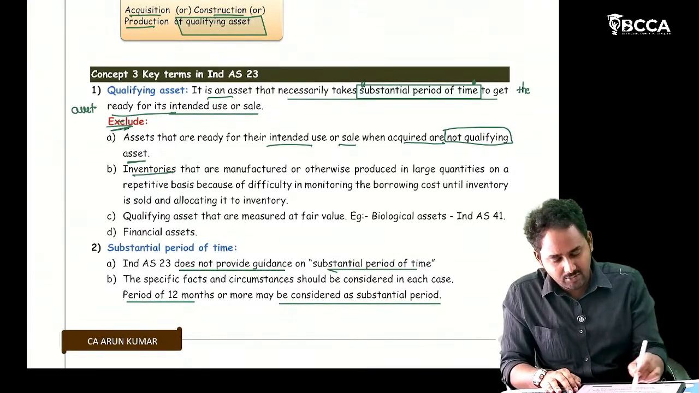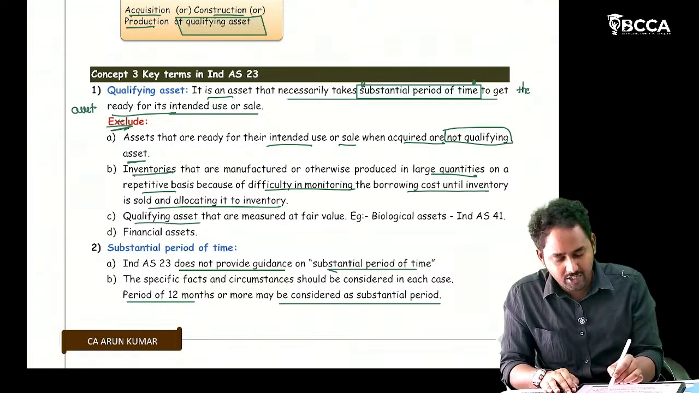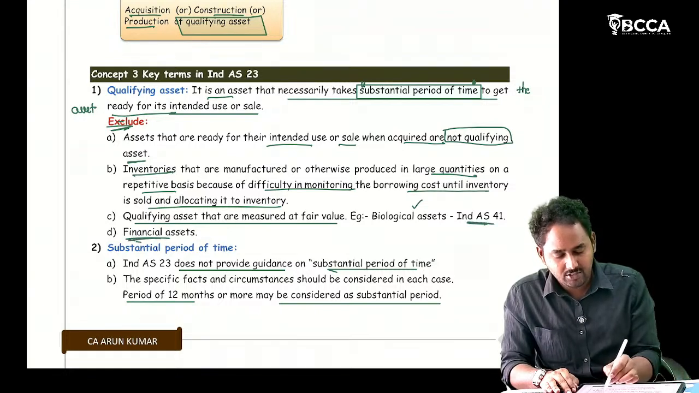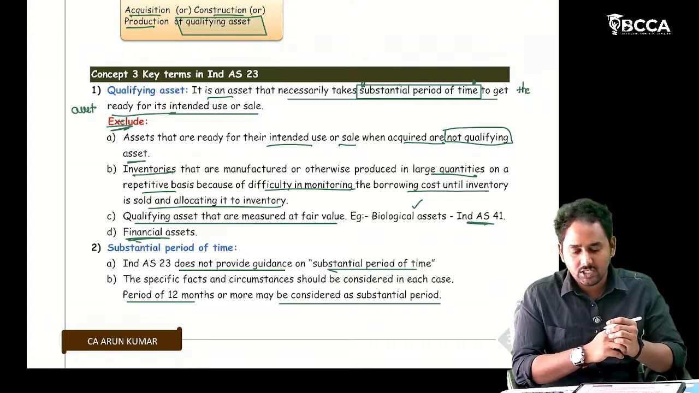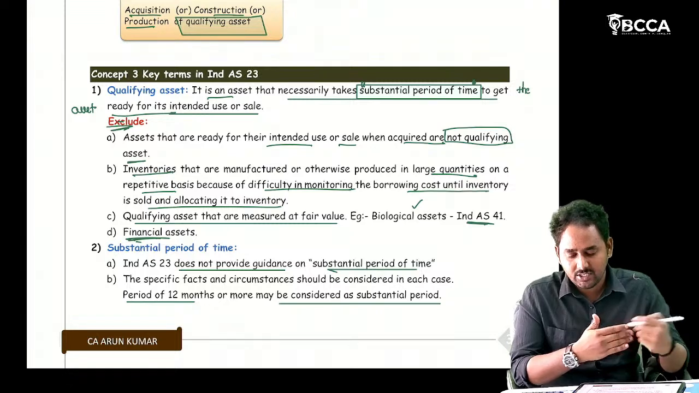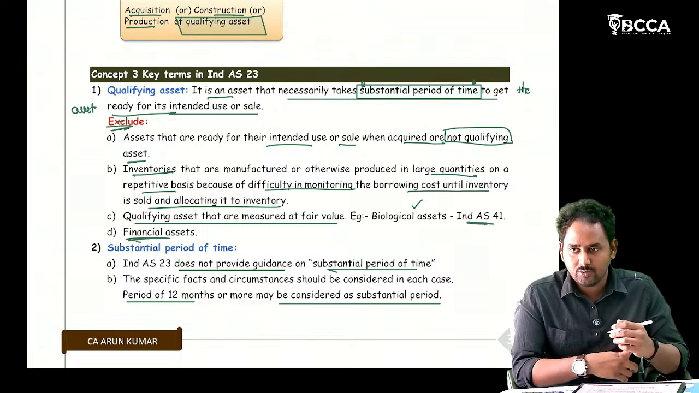And the inventories that are manufactured or otherwise produced in large quantities on a repetitive basis, because of difficulty in monitoring the borrowing cost until the inventory is sold and allocating it to the inventory. And the assets that are measured at fair value, biological assets in Ind AS 41, and financial assets. So all these are excluded from the definition of qualifying asset under Ind AS 23. So what are the exclusions? Repeat it with me. First, assets which are ready for use on the date of purchase. Second, inventories. Third, assets measured at fair value. And fourth, financial assets.